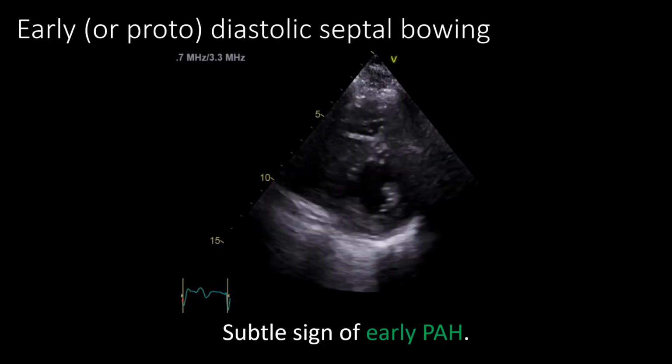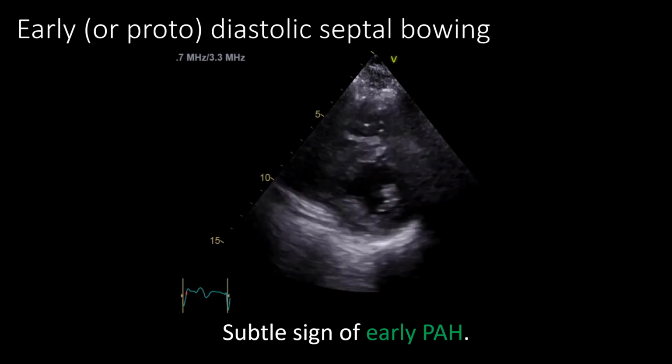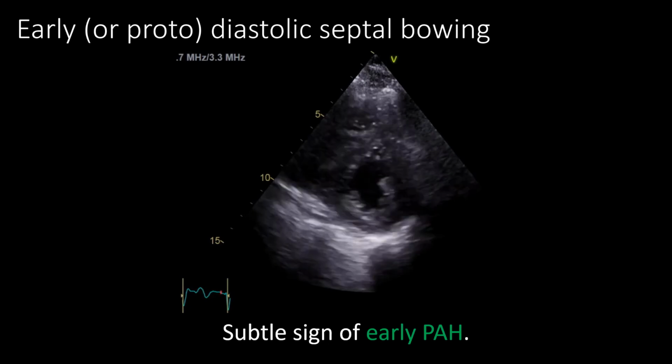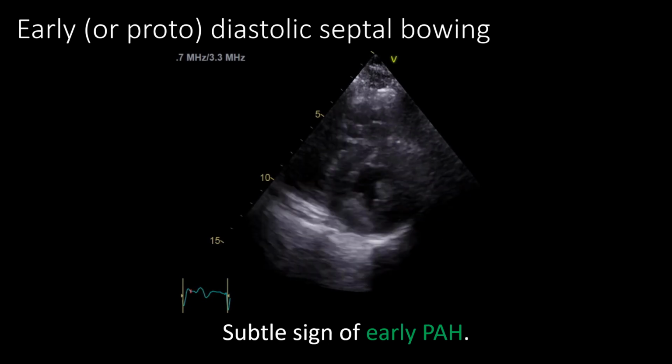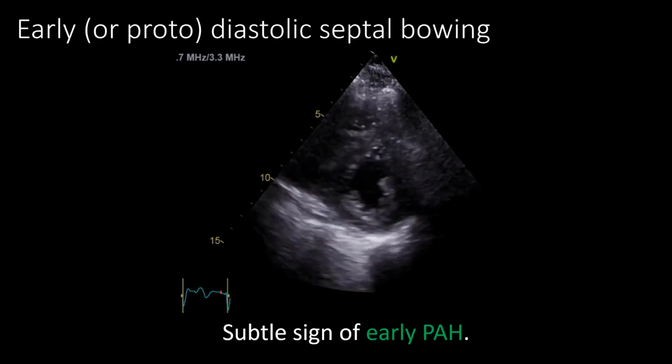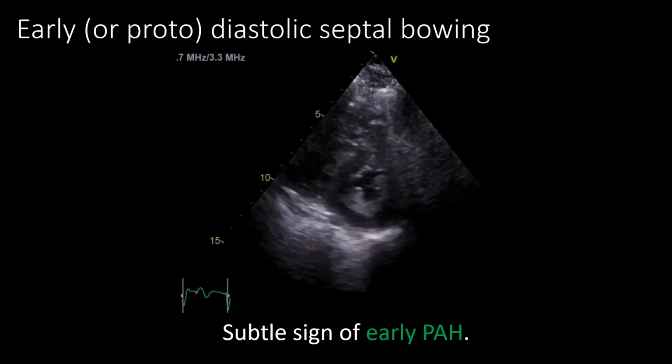An early finding of precapillary pulmonary hypertension causing RV pressure overload that is much more subtle is protodiastolic septal bowing. This is a simple single rapid shift of the interventricular septum towards the LV in early diastole with a quick movement back in position.